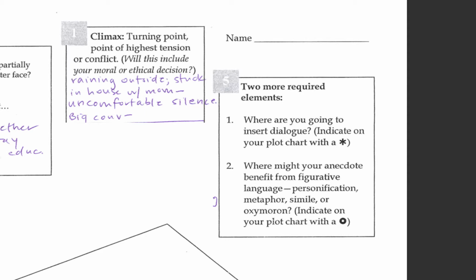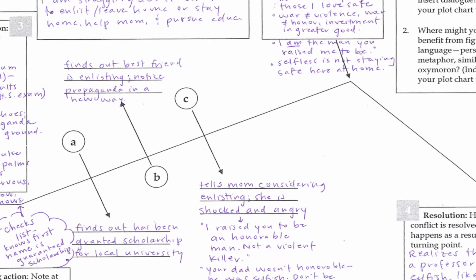So I know that it's going to be a conversation with my mom because my mom really feels like the biggest point that would push me in one direction or the other. So I think it's going to be raining outside and I'm going to be stuck inside the house with my mom. There's going to be an uncomfortable silence because it's really tense about what decision I'm going to make. And then we're going to have a big conversation where it's all going to become clear about why I need to join the war.